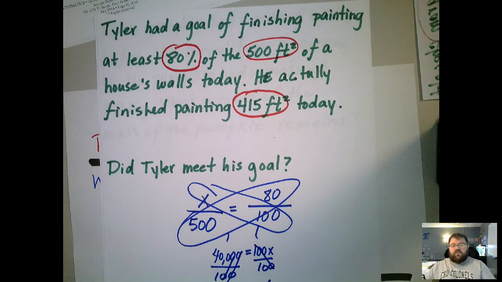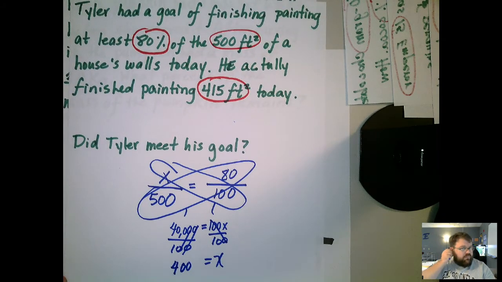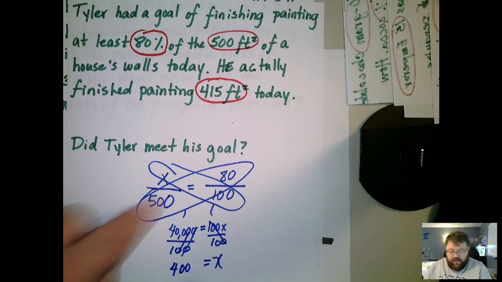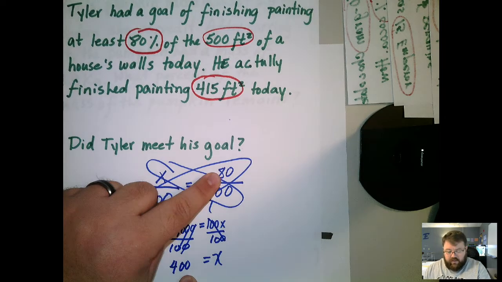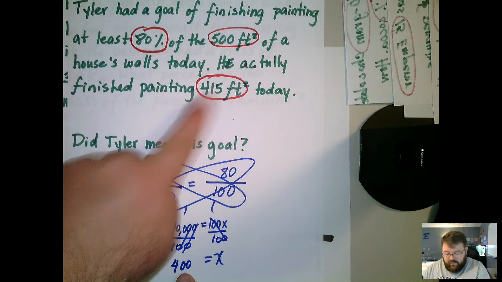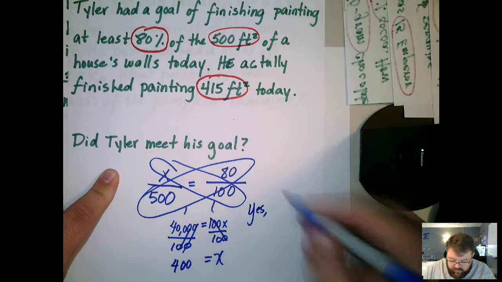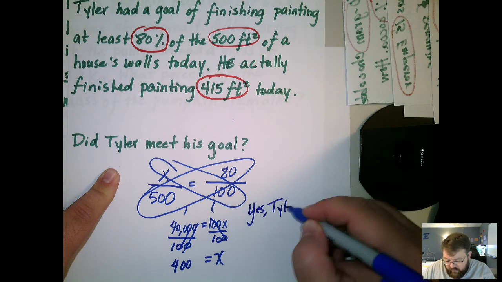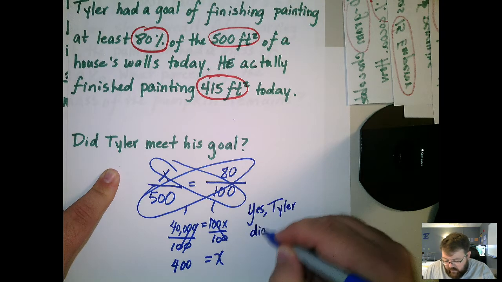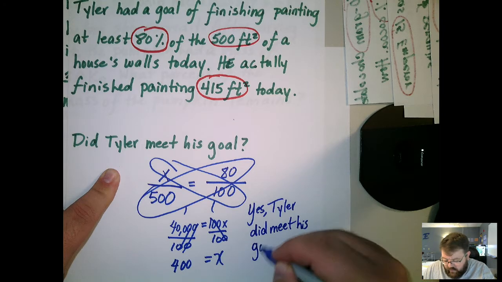Now, so we have 400, okay? That's his goal, because that's what we calculated. He wanted to do 80% of the 500 square feet, and that ends up being 400 square feet. He actually painted 415. Did he meet his goal? Yes. Tyler did meet his goal.